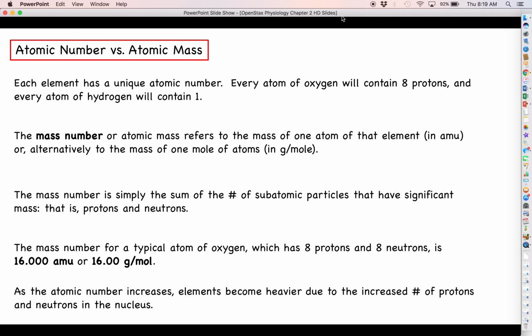And then, as I'm sure you can tell, as the atomic number increases, as you go from, say, oxygen to sodium to aluminum to iron, and then all the way up to something like uranium, these elements are going to become heavier and heavier because those elements will have more and more protons and more neutrons.